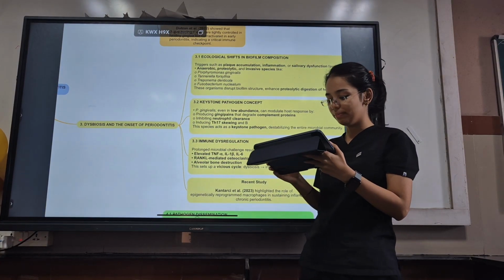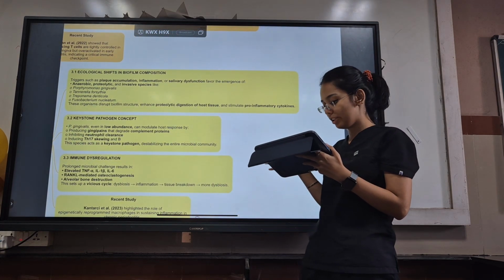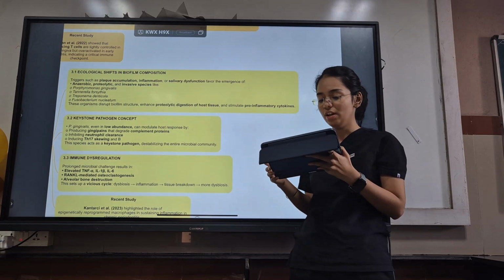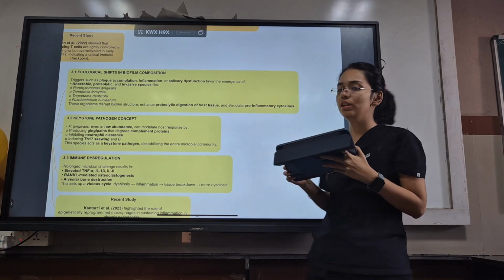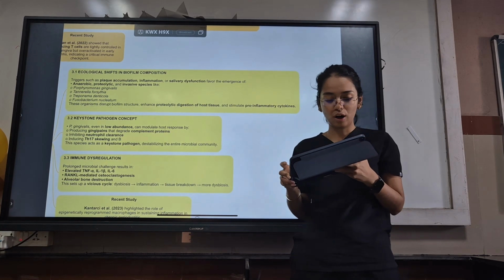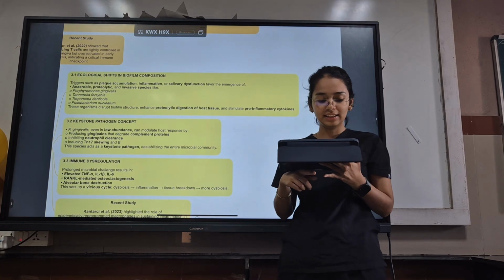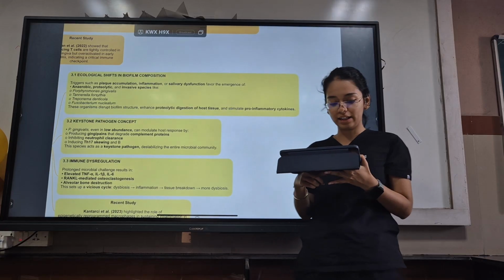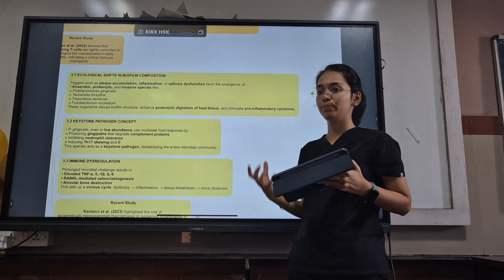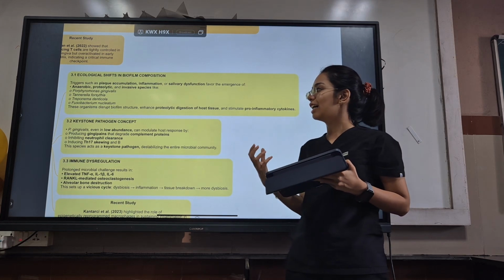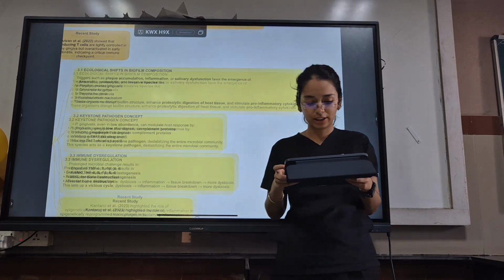Moving on to dysbiosis and the onset of periodontitis. There is an early ecological shift in the biofilm composition. Triggers like plaque accumulation, inflammation or salivary dysfunction contribute to the emergence of anaerobic, proteolytic and invasive species like Porphyromonas gingivalis, Tannerella forsythia, Treponema denticola and Fusobacterium nucleatum. All these organisms are said to disrupt the biofilm structure so that it enhances the proteolytic digestion of the host tissue and also stimulates the pro-inflammatory cytokines.